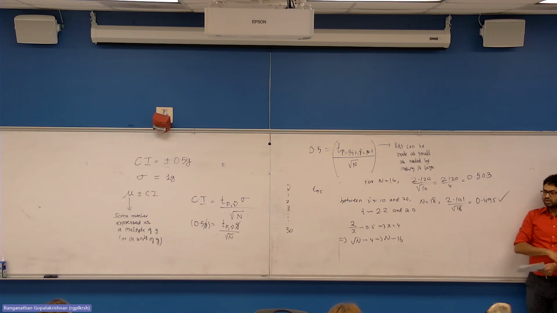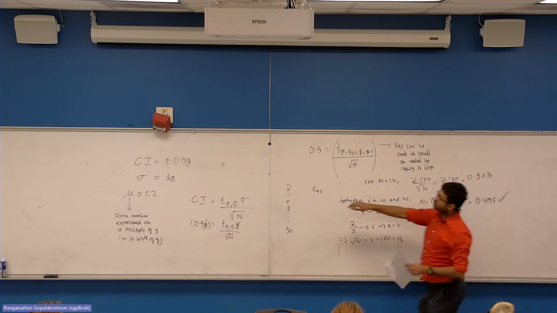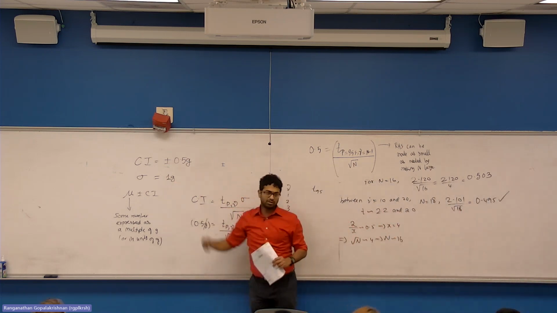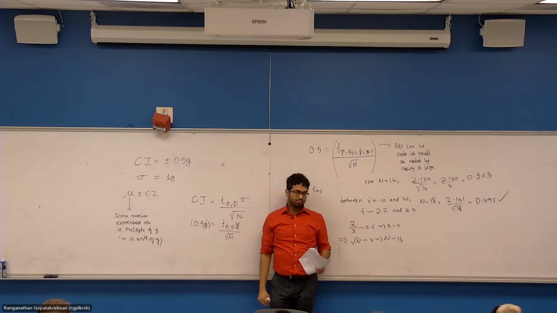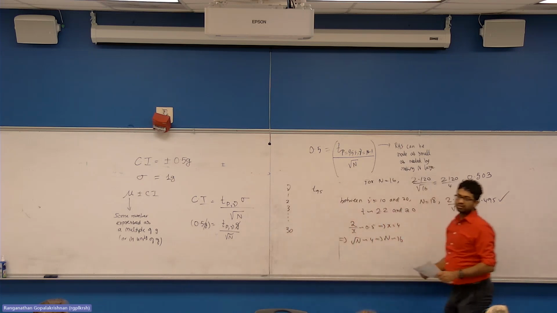So if you are the engineer designing these measurements, you would write a preliminary report saying at least 18 measurements are needed if the confidence interval has to be 0.5 g. That's how you think about it. Is it now making sense? Still not clear?